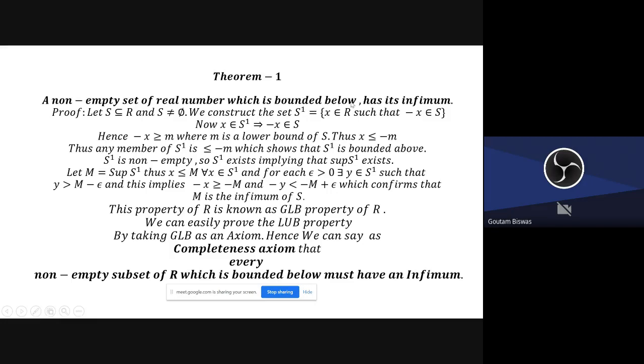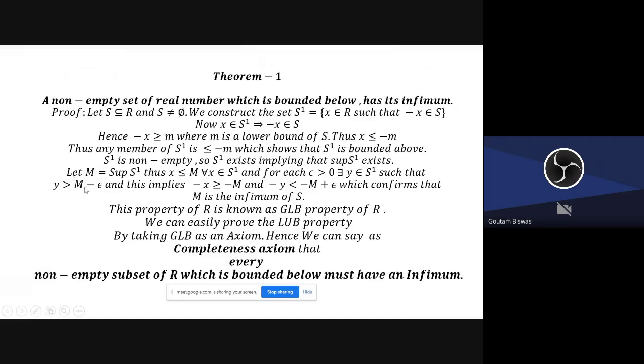Hence this set S is bounded below. So minus x must be greater than or equal to m, where m is the lower bound of S. Then from this we can write that x is less than or equal to minus m. So any member x lies in S1, but minus x lies in S. So S1 is non-empty and bounded above, implying that the supremum of S1 exists.